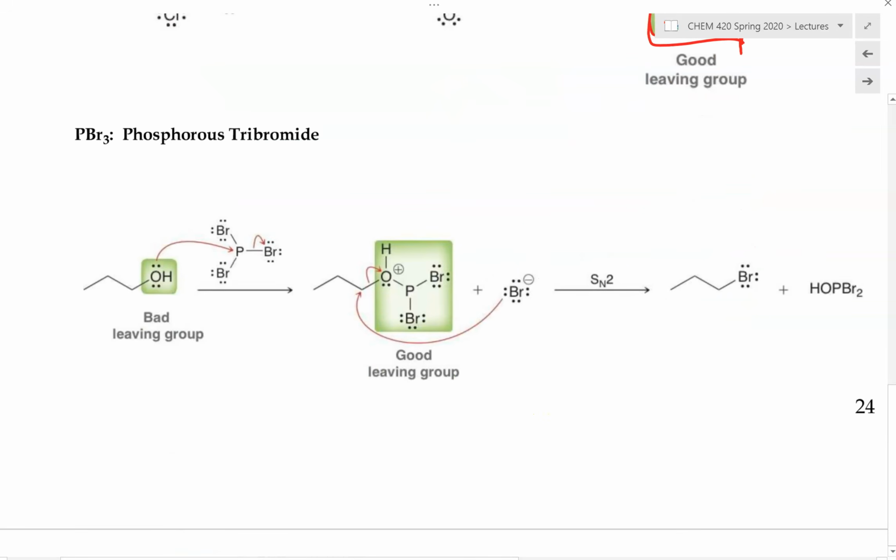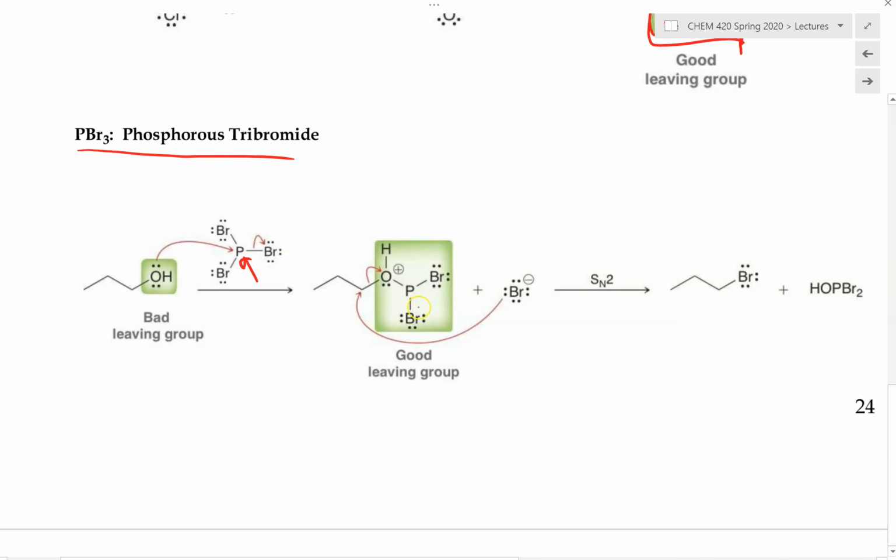And another reagent would be phosphorus tribromide. This would be a useful reaction in case we want to convert an alcohol into the alkyl bromide. And this is how the mechanism would work out. So first, similarly to thionyl chloride, this phosphorus is a good electrophile because it is bonded to three electronegative bromines. So the alcohol will be able to act as a nucleophile, come in, attack it, and kick off one of these bromines.